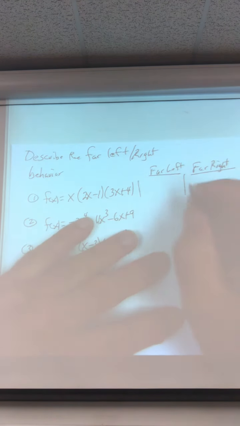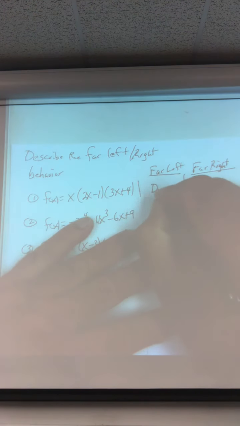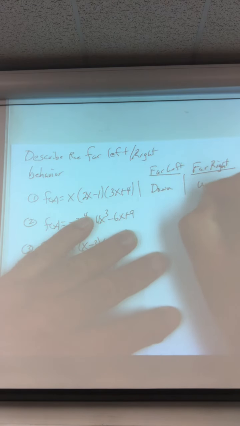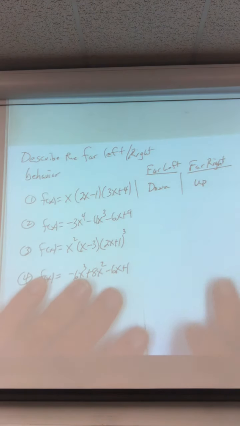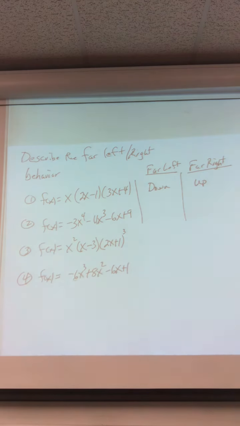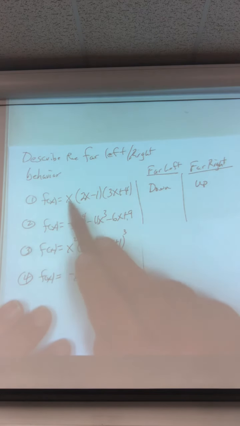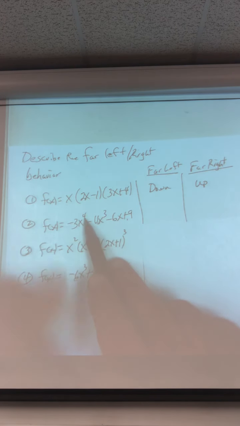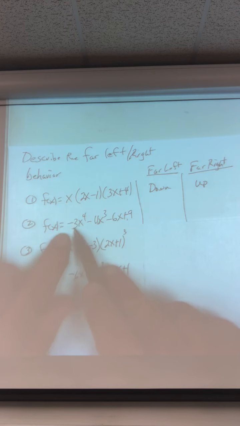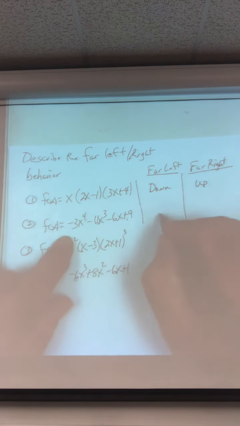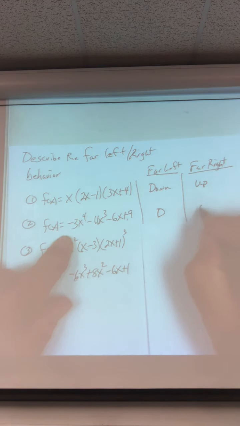So in this one, left arm is down, right arm is up. Now this next one. This one's already multiplied out. I like this form better because you can look at the zeros. This is a fourth degree polynomial, negative. Even degree, negative front number, down, down.